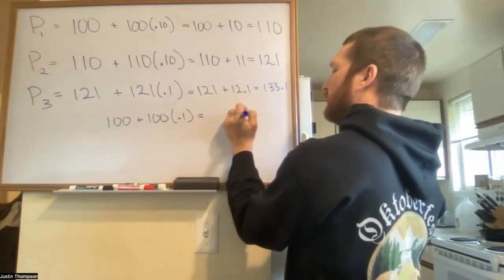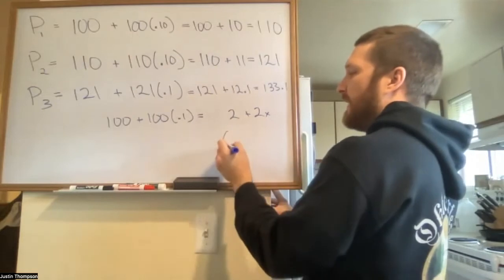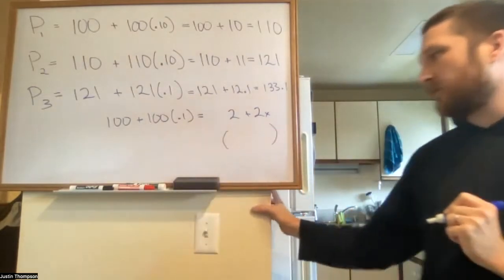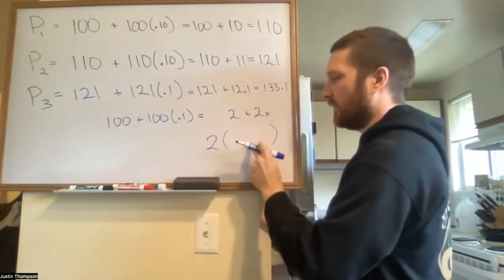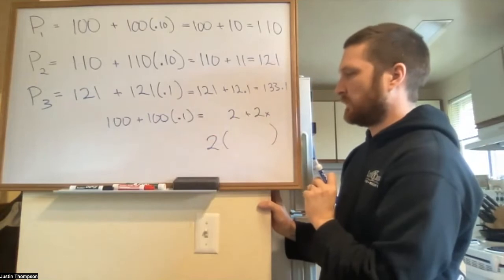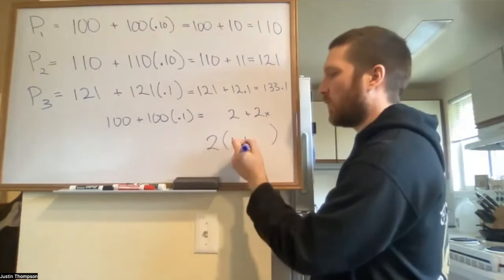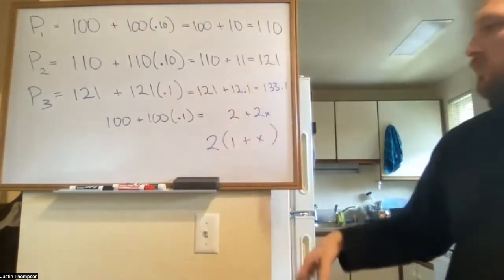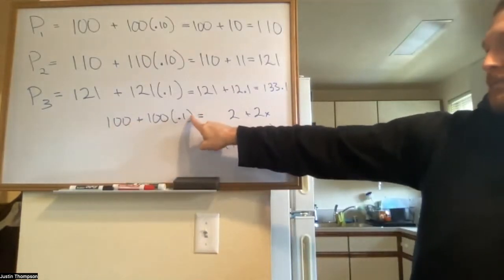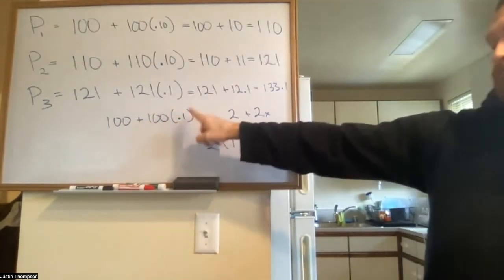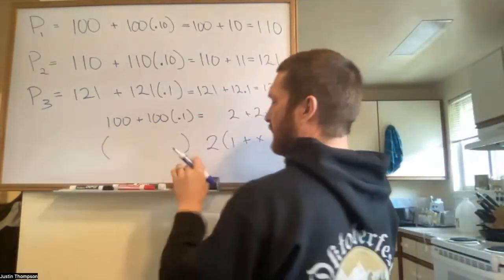If I had 2 plus 2 x, and I factored out, do I have a common factor? What is it? 2. 2. And what would be left over on the inside? 1 plus x. 1 plus x. So it's almost exactly the same thing, only in this case our x is just some number. It happens to be 0.1. And instead of a 2 in each case, it's a 100.